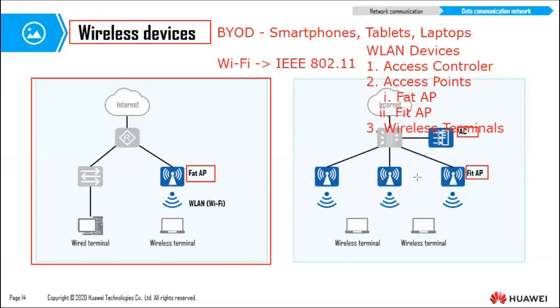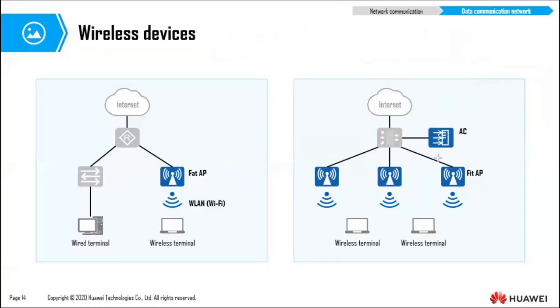The main difference between FAT AP and FIT AP is that FIT APs are like dumb terminals. If you've ever heard of that, dumb terminals. That is, you can't do any configurations on these FIT APs. Normally, with FIT APs, you have to configure them through a central device. That central device is called an access controller. The access controller provides centralized management of the wireless access points. So normally we implement FIT APs where we have many users, like in a university like this one, where we also require things like high reliability, high performance, easy installation, and easy maintenance.